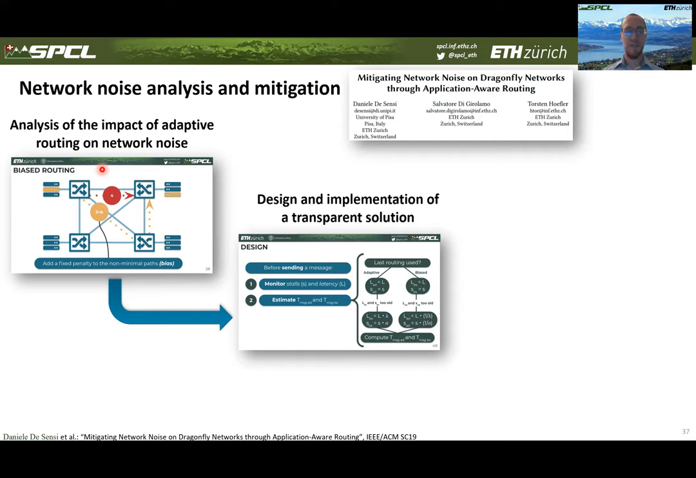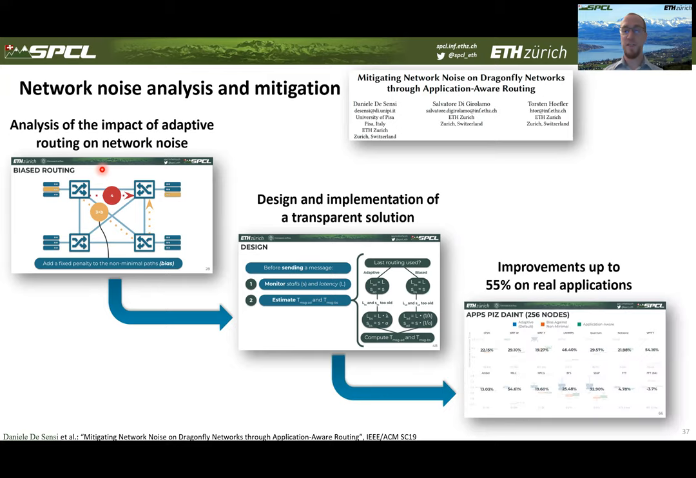and adjust it to the application requirements. So here, before we send a message, we monitor the state of the network and then we estimate the best possible path at the application. This is not adaptive packet-level routing in the network, but we do this relatively slowly at the application, still before each message sent. And we find that we can improve performance by up to 55% in real applications.